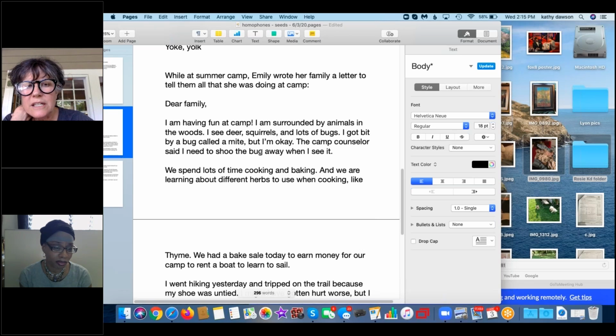Can you go to the very first part of the letter? How does the letter start? Where it says "Dear family." I am having fun at camp. I am surrounded by animals in the woods. I see deer, squirrels, and lots of bugs. Okay, right there's a homophone. There are two words that sound the same but have different meanings and are spelled differently.